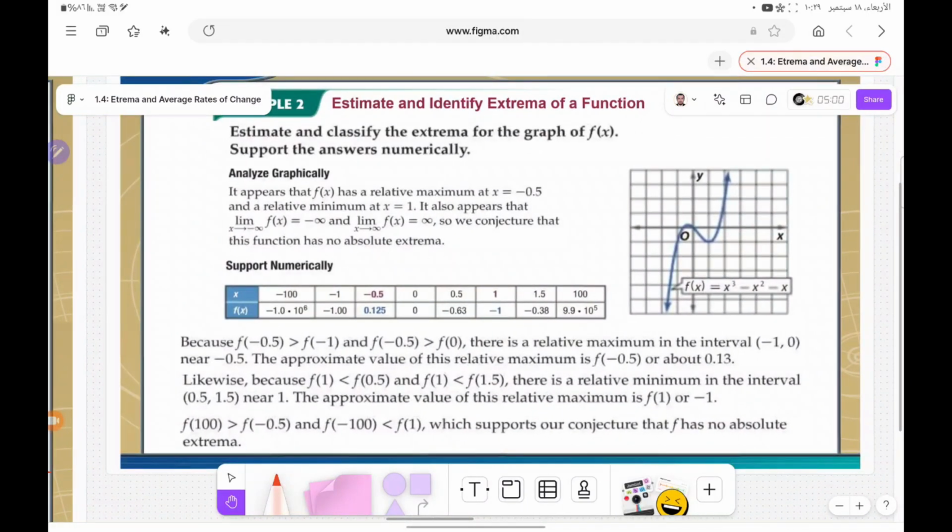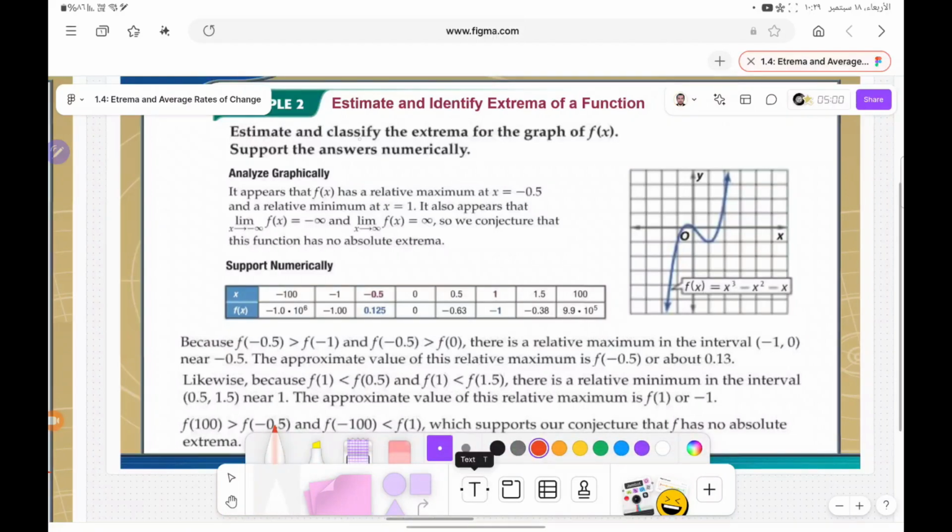Look at this example. The question says estimate and classify extrema for the graph of x. Support answer numerically. We are not focusing on supporting numerically, because numerically means you will have to pick some points and put them in the function, substituting values, and we are not going to substitute values. Now look at the function.